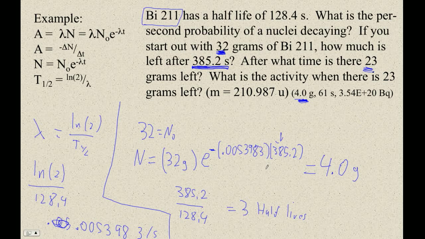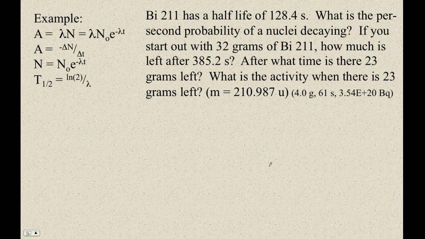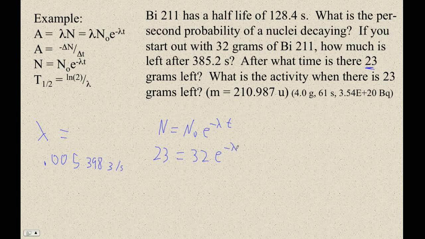Well, that's a little tougher, okay? So let's erase that. Remember that our lambda is equal to, we calculated it, 0.005398.3 per second probability, right? Okay, so now we've got it. This one, I don't think, 23 is a prime number, right? So we're using N equals N naught e to the minus lambda t, right? So 23, dyslexics beware, equals 32 e to the minus lambda t, right?